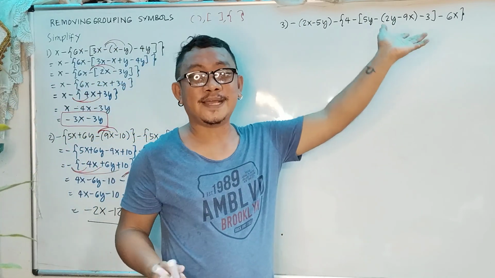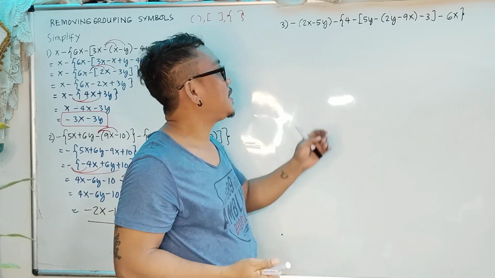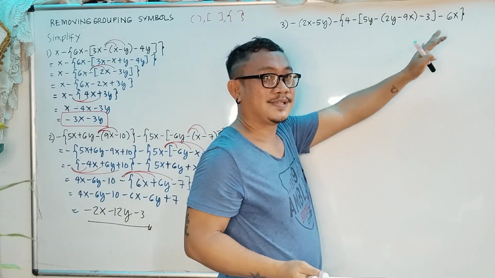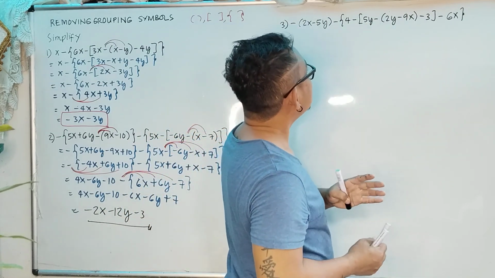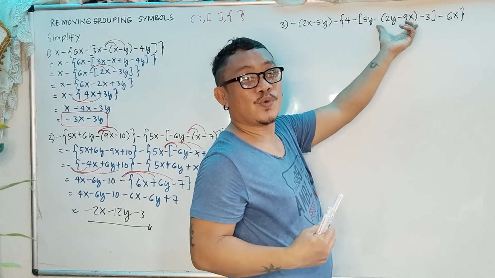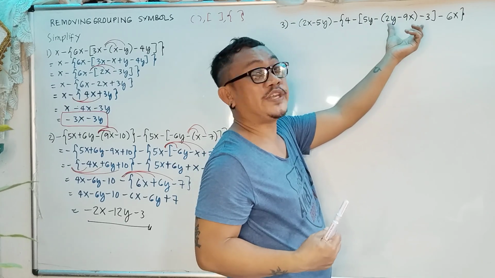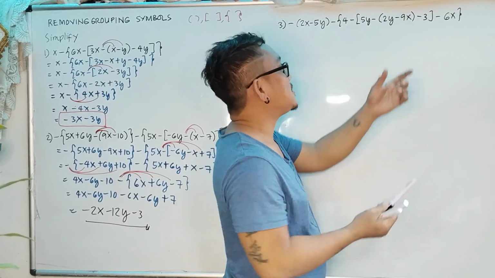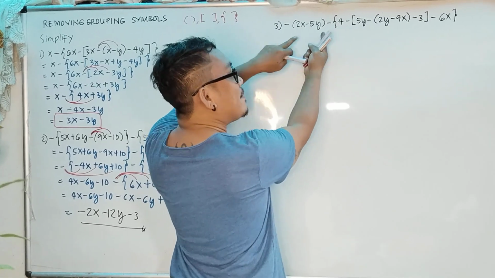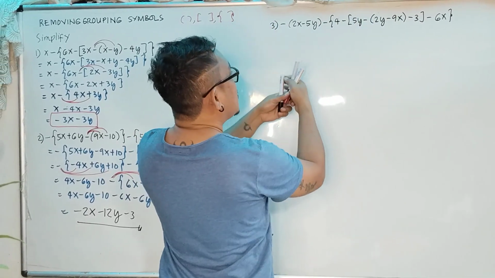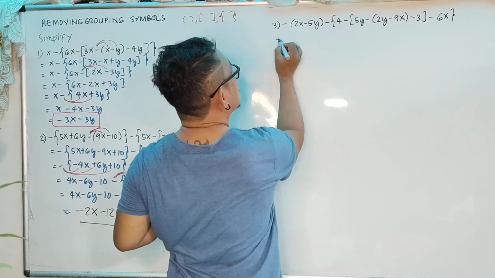Is number 3 clear? Okay. As you observe, number 3 is long, no? Then, observe that the inner symbol is parenthesis. So, again, we need to remove this first. Okay? We remove the parenthesis first. Since there is no other symbol inside, we can directly remove that one.